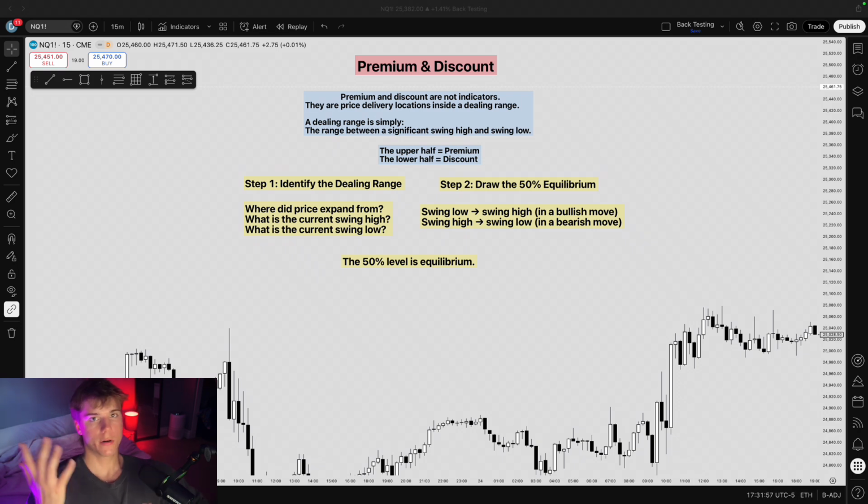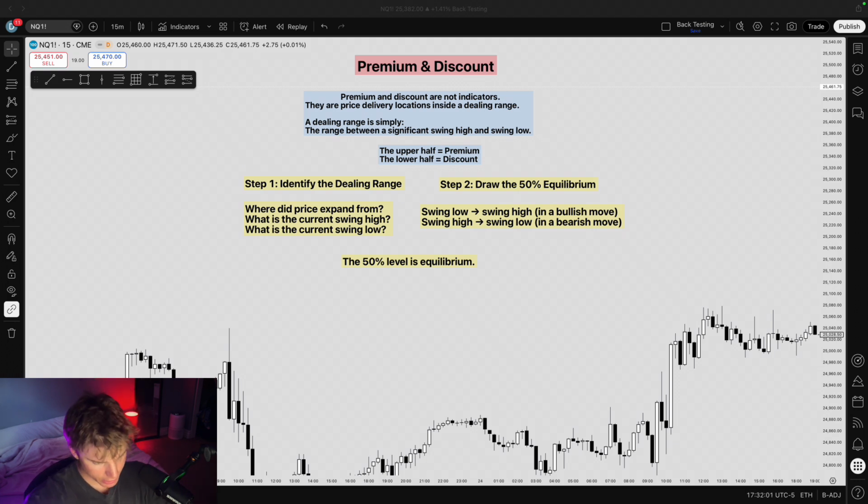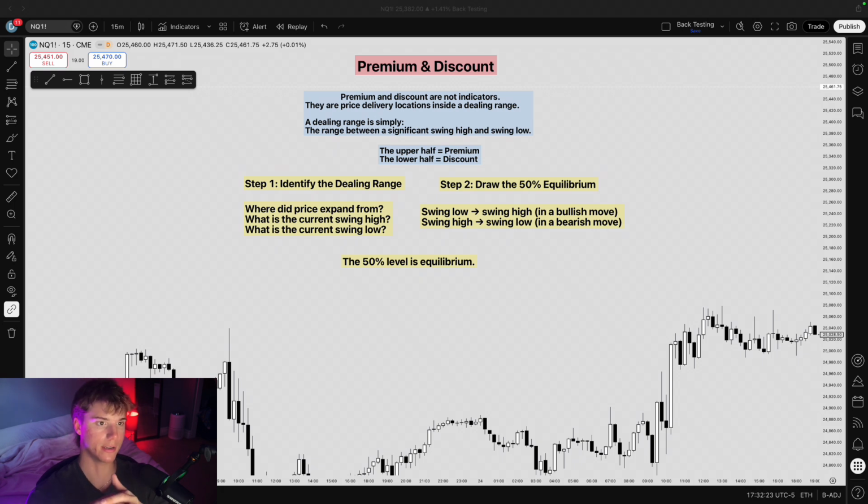So pretty much, I'm going to teach you how to properly identify premium and discount using a dealing range model. And this can completely change your entries. This is one of the more important lessons because premium and discount is a big thing inside of this trading model. So, first of all, what is premium and discount?